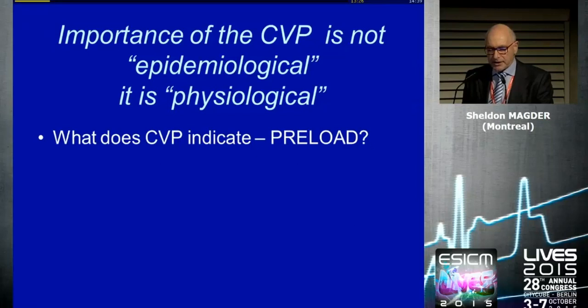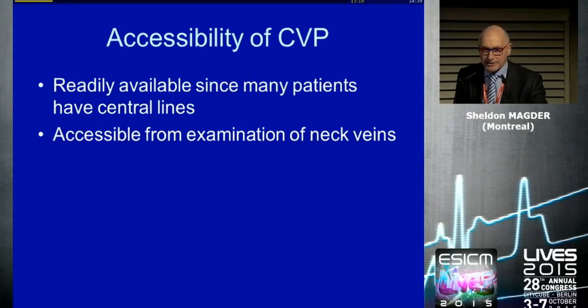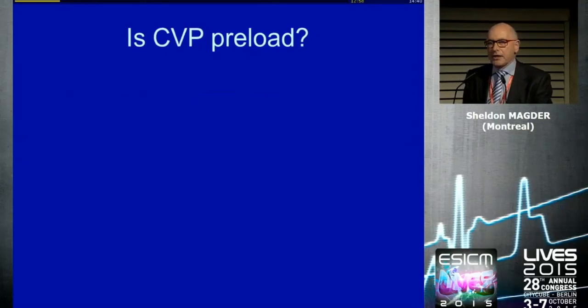So what does CVP indicate? Does it indicate preload? What determines it? What are the technical issues in obtaining it, and how do you use it? That's the question you really want to answer. So the first point, it's readily available in most patients who have central lines. You can actually get an estimate from the neck veins, and you should probably try getting used to it. It's cheap, simple, there. Okay, it's not telling you everything, but it's still a useful thing to follow, as I hope to show you.